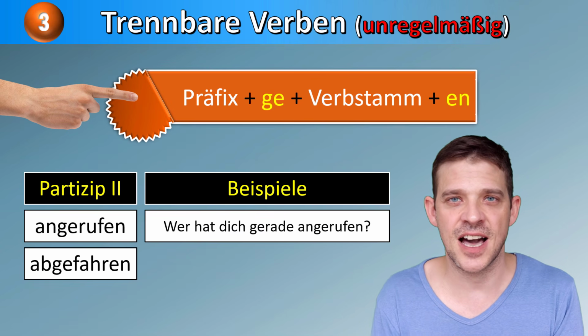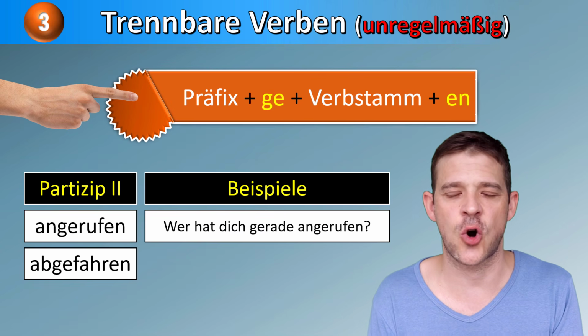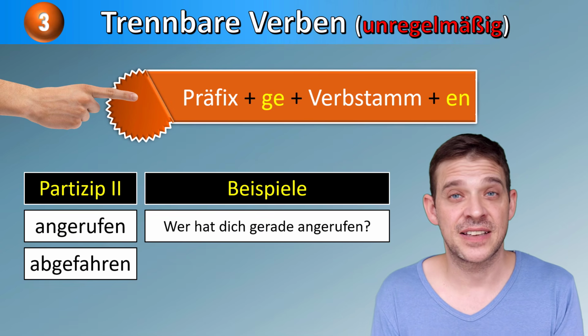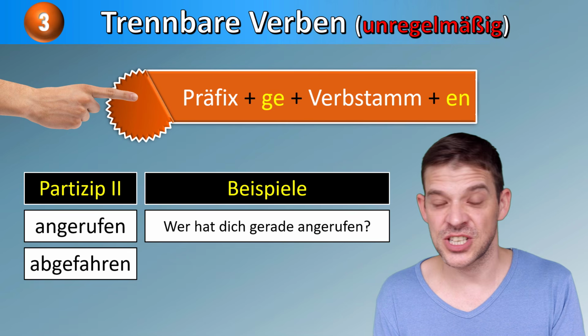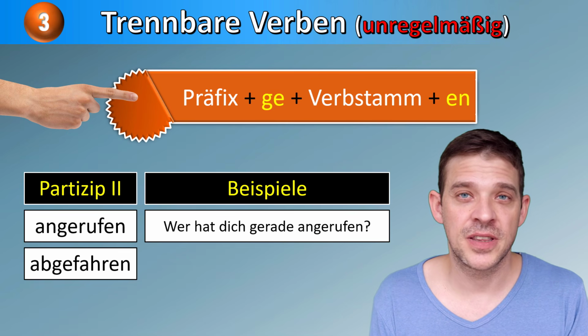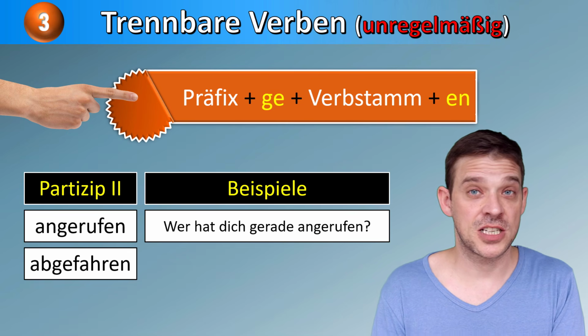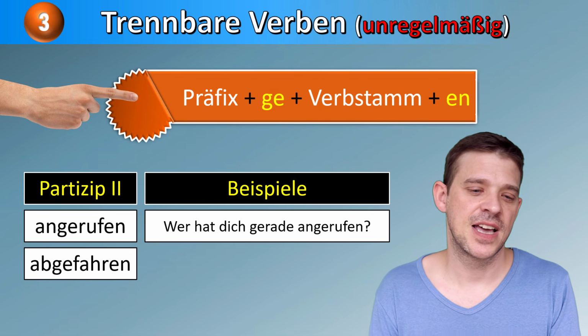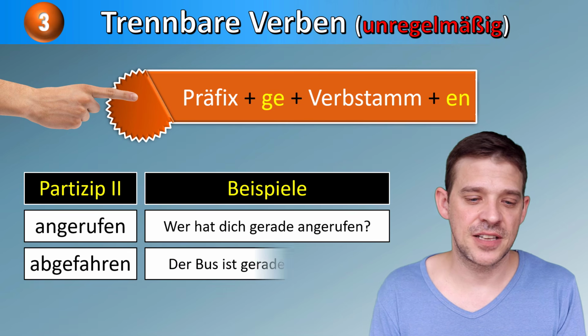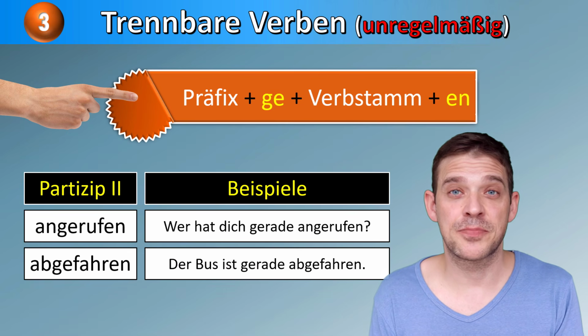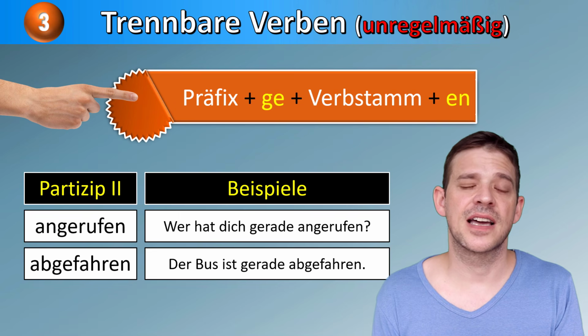Zum Beispiel, wer hat dich gerade angerufen? Who did just call you? A question you might have asked already, somebody who is close to you. A common jealous question from boyfriend, girlfriend, husband, wife, all of them. Das nächste, abgefahren. Der Bus ist gerade abgefahren. The bus just left.